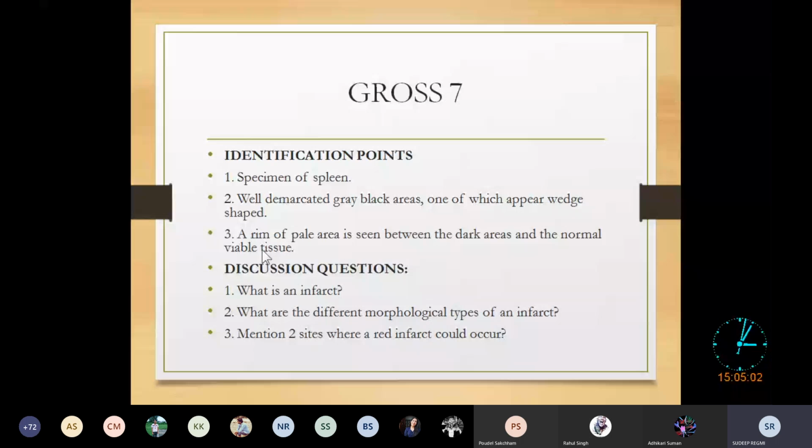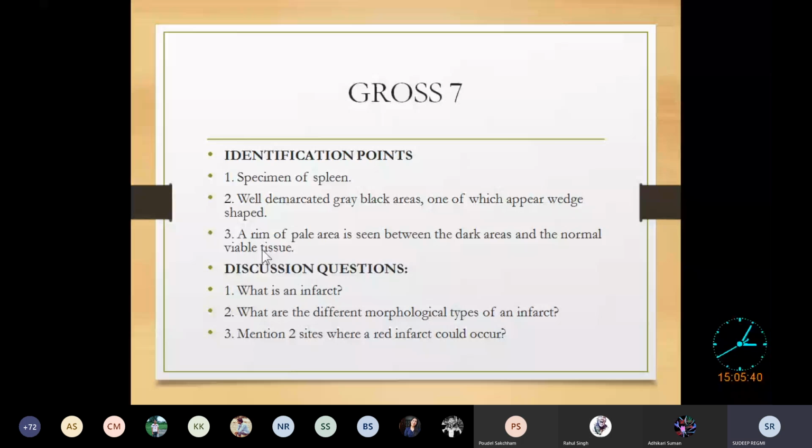Discussion questions can be: what is an infarct? What are the different morphological types of infarct? You have to give the types of infarct and mention 2 sites where a red infarct could occur. I hope you know this. Yes? Yes, sir. Okay. The red infarct and white infarct, and what are the areas where you can see the red infarct? What are the areas where you can see the white infarct? What is an infarct? You all have to know this.